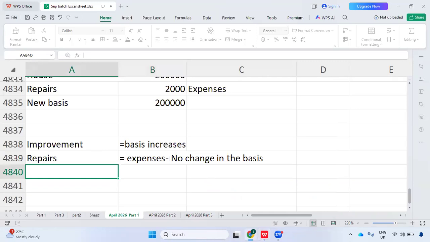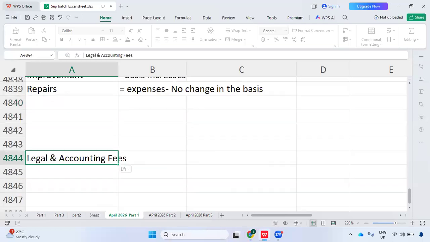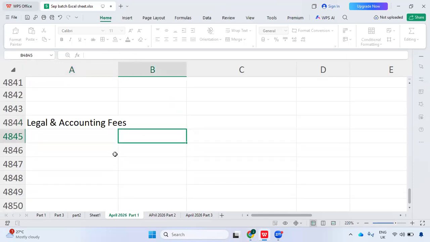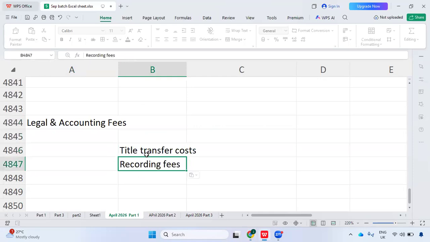And next one, legal and accounting fees. So what are the legal and accounting fees? Generally, to purchase a real estate property, we are supposed to pay some expenses, which are title transfer cost and some kind of record fees. These are generally legal and accounting fees. So these will be added to the basis. We will see some examples for this. Again, we have a separate topic on this, and we will see it in the same unit.